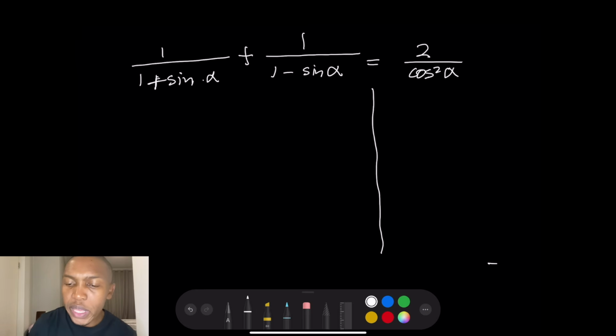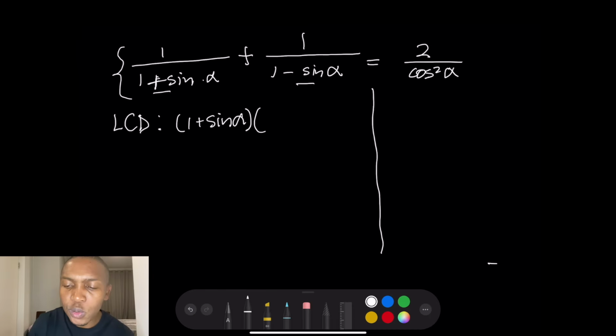Again, we can try to make that fraction into 1, by taking the lowest common denominator again, right? So in this case, what is our lowest common denominator? We'll take both of those. So that will be 1 plus sine of alpha, and that will be 1 minus sine of alpha.